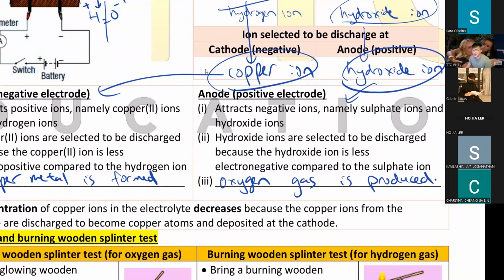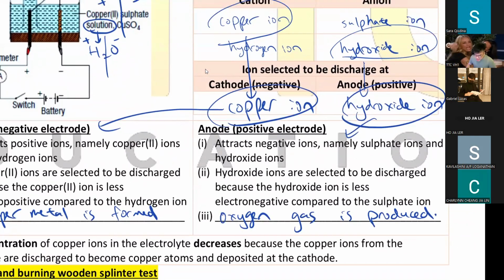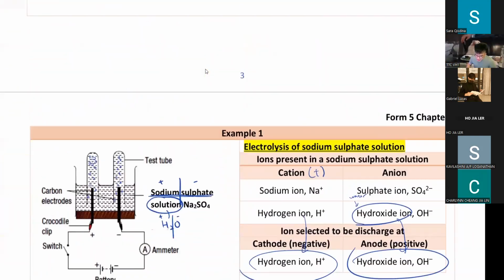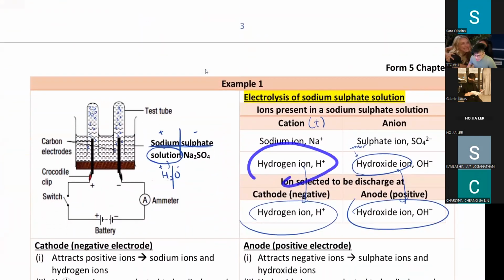Same thing. Nothing changes here. I will still choose oxygen. All right, guys, are you okay? So this is what you learned today, the choose-the-ugly-one rule.